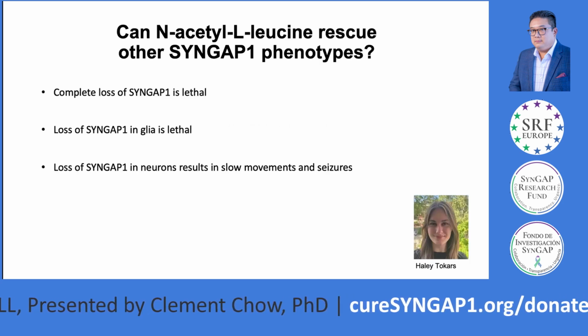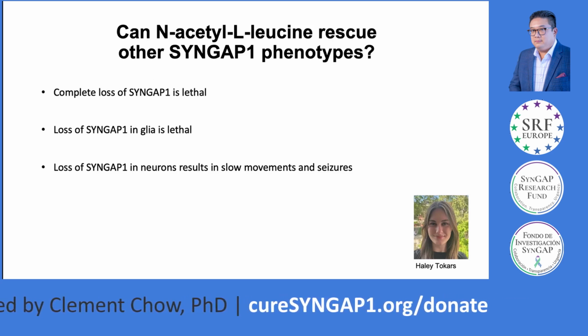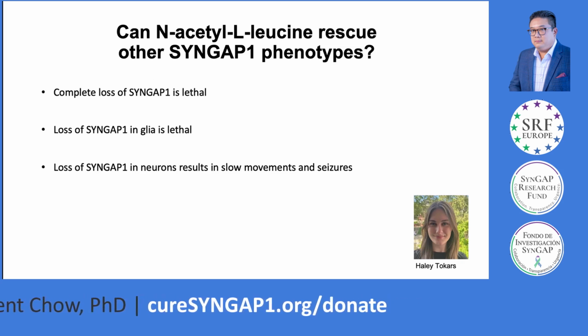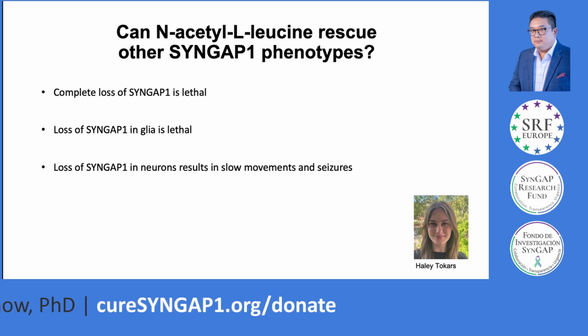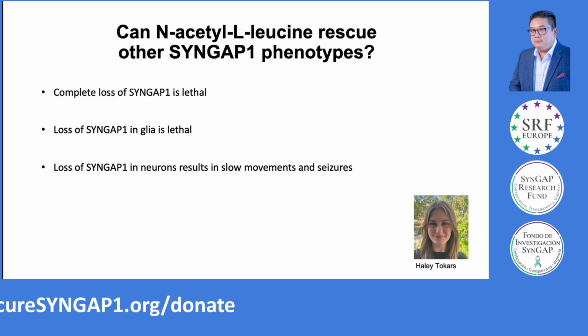And so the first thing we've been asking is, can N-acetyl-L-leucine rescue other SYNGAP1 phenotypes? We've just begun this work, and a lot of this work is the work of Haley Tokars, a grad student in my lab. She's sitting in the back. You can ask her questions at the end. But we know that in the fly, complete loss of SYNGAP1 is lethal, just like in mice and probably in humans as well. Interestingly, loss of SYNGAP1 in the support cells of the nervous system, glia, is also lethal. These are the cells that help the neurons function properly. And if you eliminate SYNGAP in those cells, the flies don't live.